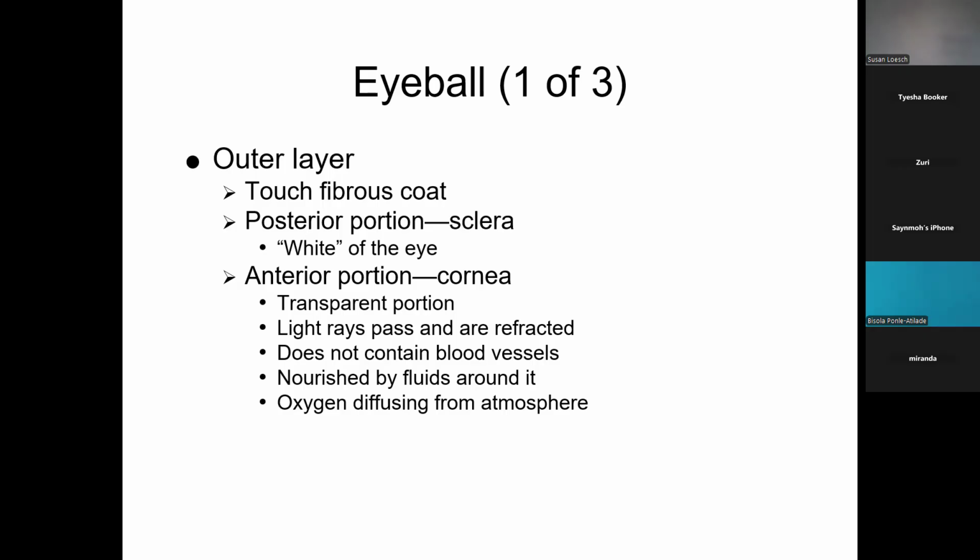Also, the ciliary processes, they help secrete aqueous humor. That's the fluid in the anterior part of the eye. The iris surrounds the pupil, and that's where the light rays pass into the interior part of the eye. The iris is pigmented and gives the eye its color. So if you have brown eyes, blue eyes, your iris gives it that color.